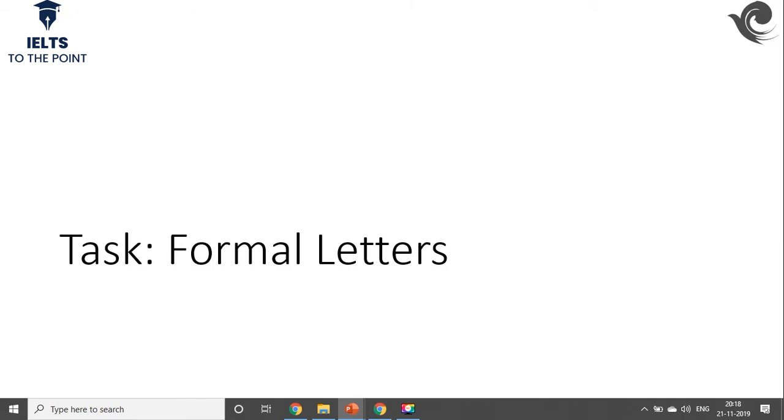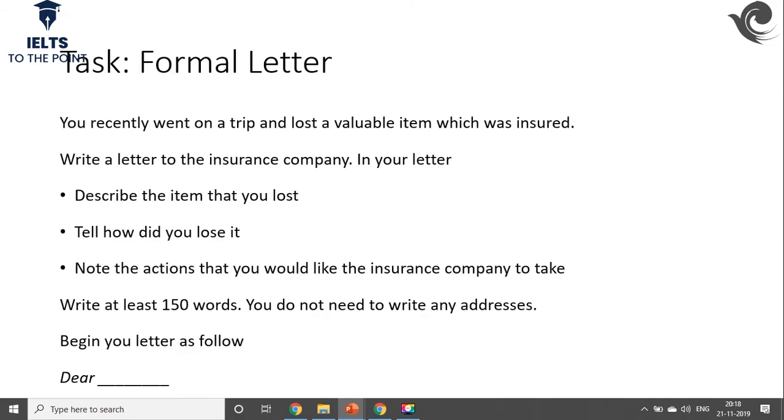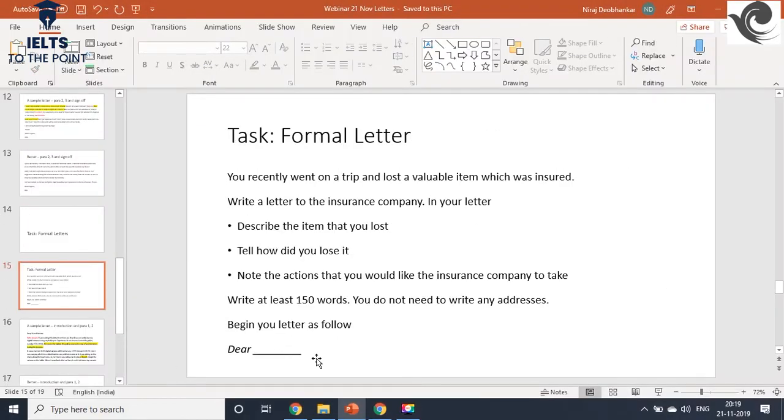And the last task, which is the formal letters. You recently went on a trip and lost a valuable item which was insured. Write a letter to the insurance company. In your letter, describe the item that you lost. Tell how you lost it. Note the actions that you would like the insurance company to take. Write at least 150 words. You do not need to write any addresses. Begin your letter as follows.